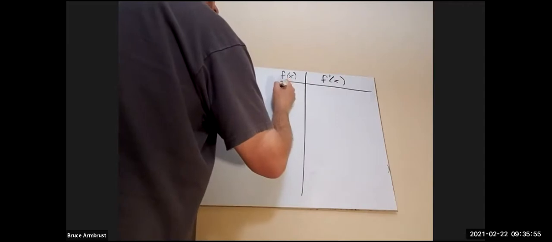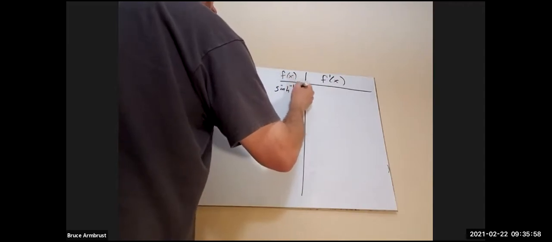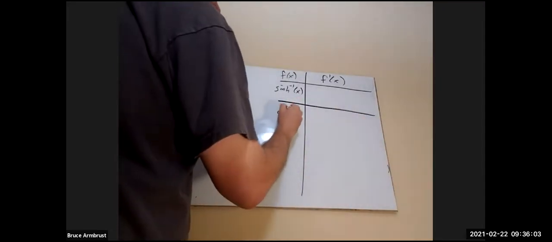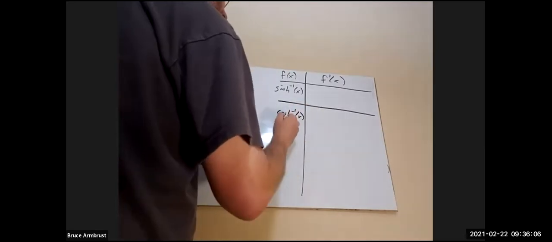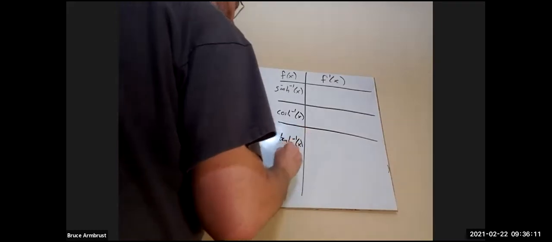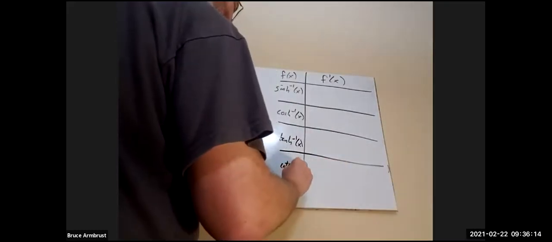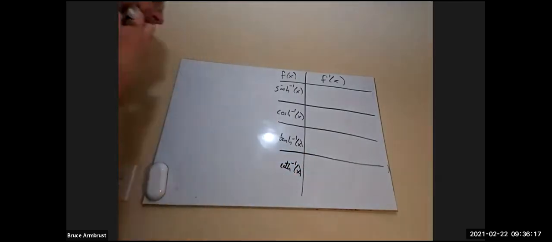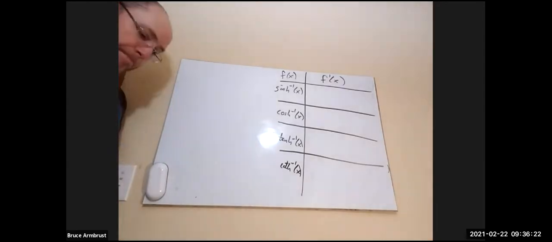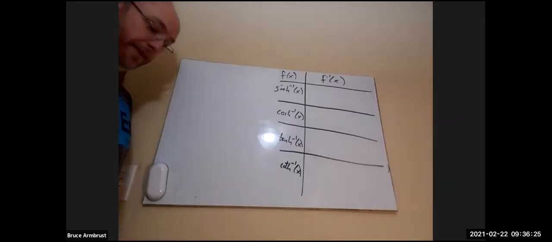Okay, so f of x, f prime. The first one's going to be sinh inverse. They're all going to be fractions, which is why I need these a little bit larger. So cosh inverse, tanh inverse, and we'll worry about sech and cosecant when we get there. Okay, so I want to get their derivatives.